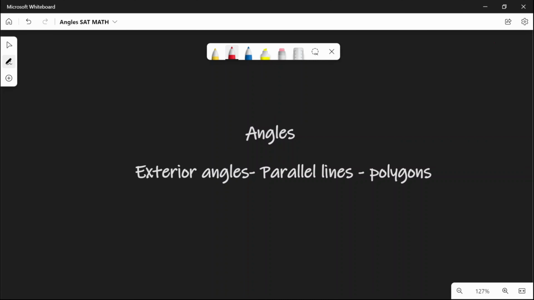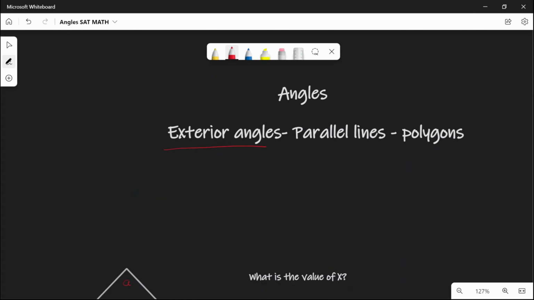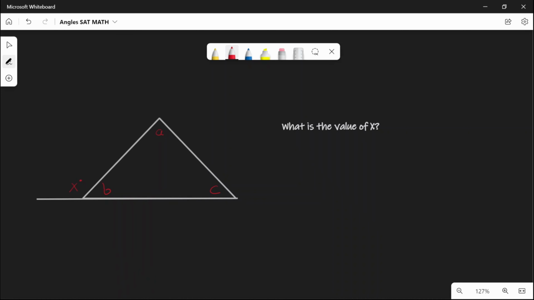In this video I'll show you how to calculate different types of angles. So let's start with the exterior angles. Take in consideration a question like that, where an angle is extended from a triangle as shown here, and you're asked to find the value of the angle x, which is the exterior angle of this triangle.